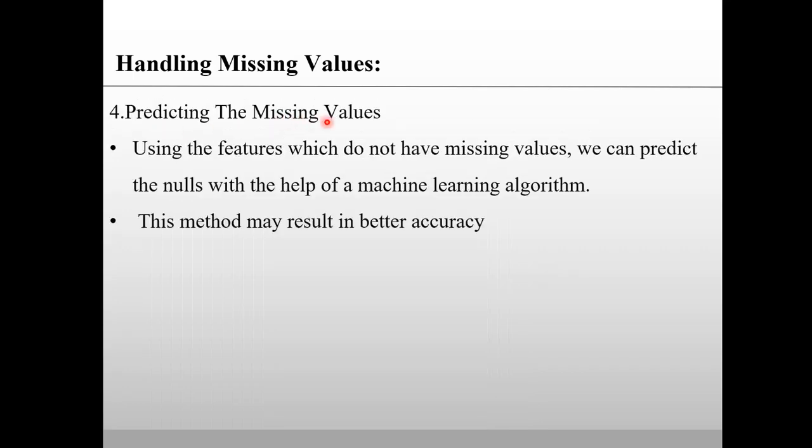You can even predict the missing value. For example, if you have a data set with four different features and a particular feature has missing values, you can make use of the remaining three features and predict the values of the missing values in the fourth feature.